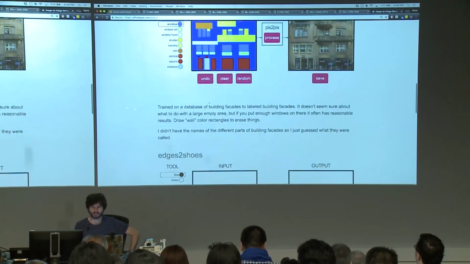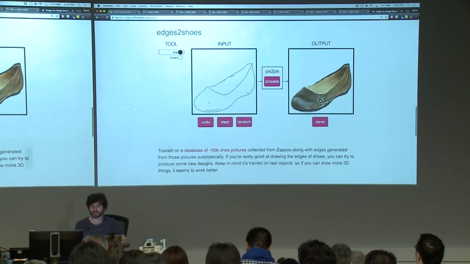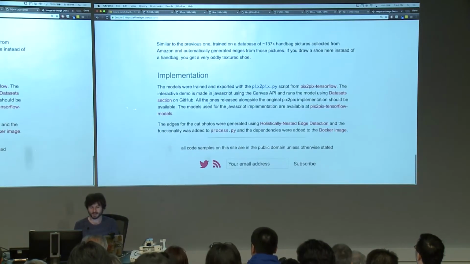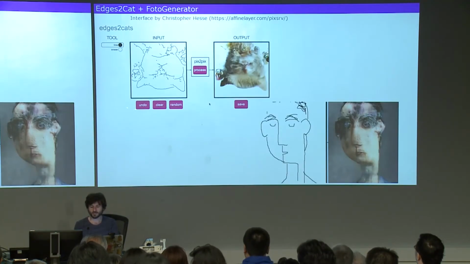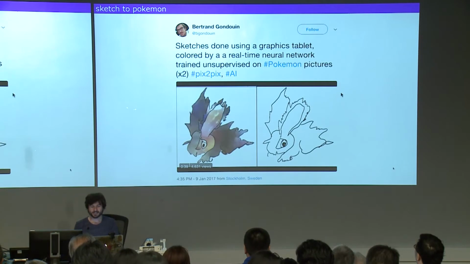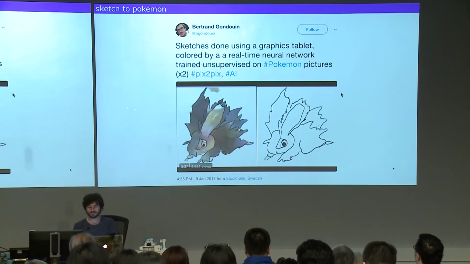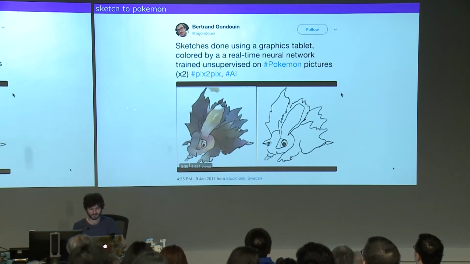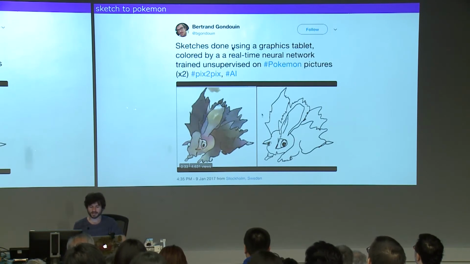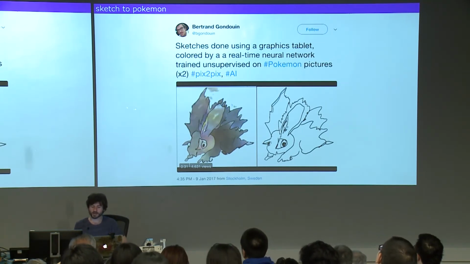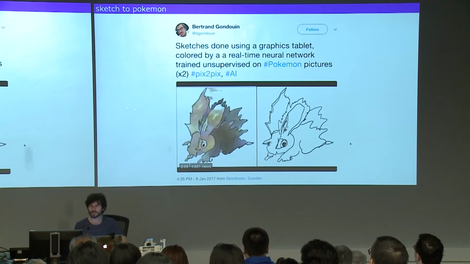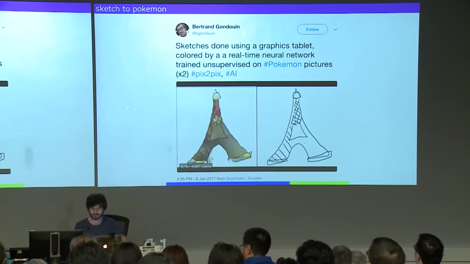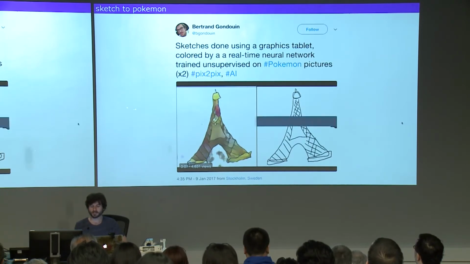They have building facades. They have sketch the shoe, handbag, and so on. So it's really, really wild. And then someone else did a portrait generator. Someone did this for Pokemon. So you draw the thing on the right, and then it colors it. And then he draws an Eiffel Tower instead, and so he gets a Pokemon colored Eiffel Tower.